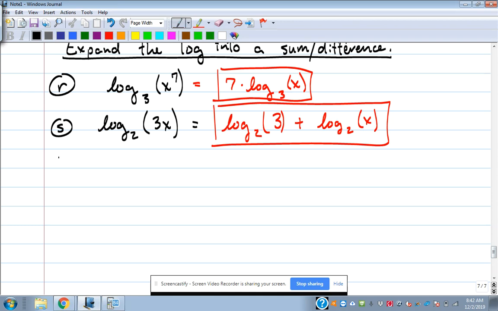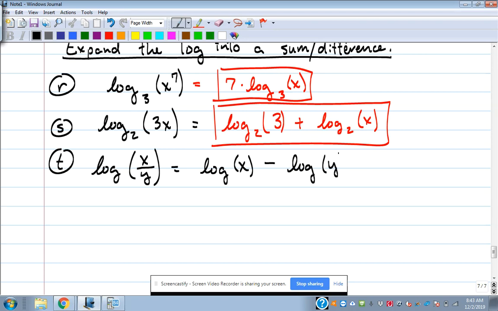Do another easy one here. Log of x divided by y. So got a fraction in there, so that's division. So that's going to turn into log x minus log base 10 of y. And I know that's log base 10 because it's a common log. If nothing is written as the base, it's automatically a 10. Not that it matters, but.